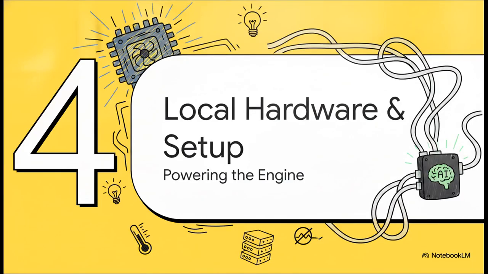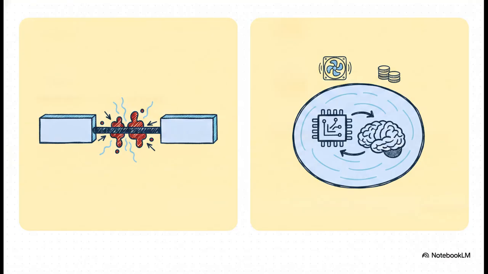All right, Section 4, local hardware and setup. Let's talk about powering this engine without melting your computer. The contrast between these two setups clearly explains why this architecture is so revolutionary. On standard PCs, models are forced to bottleneck, because they have to constantly copy data back and forth between system RAM and a separate, discrete GPU VRAM.